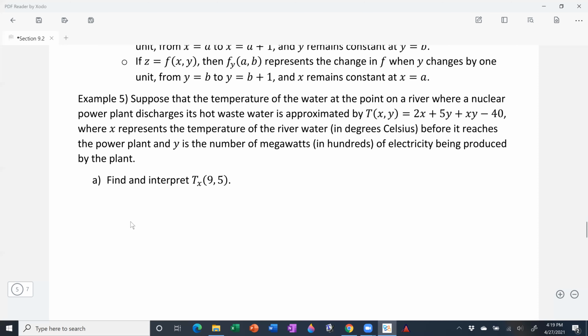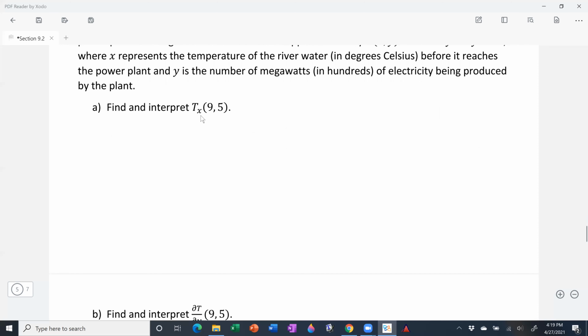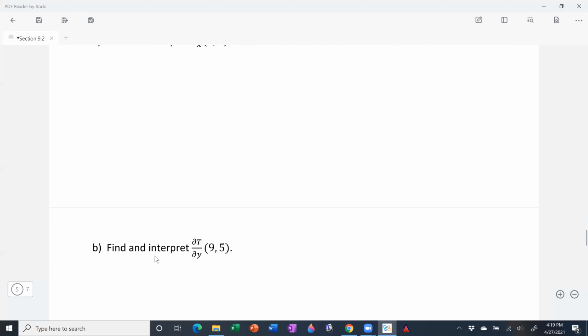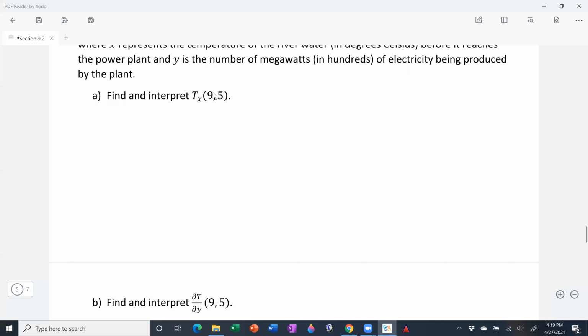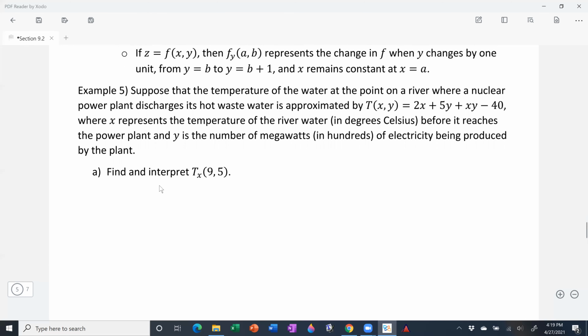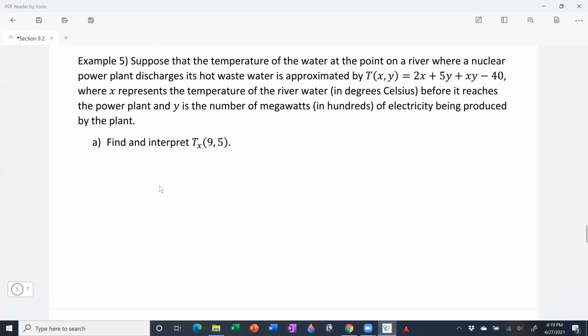So we've got part A, where we're going to do the partial with respect to x, and part B, where we're going to do the partial with respect to y. Notice that it's evaluated at (9, 5) both times, but we have vastly different interpretations. Okay, so first things first, let's just find the partial derivative in general. And so like I said, the find part is not too bad. It's the interpret part that's a little bit tricky.